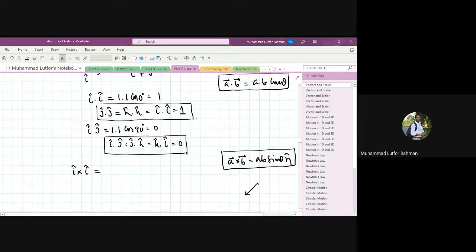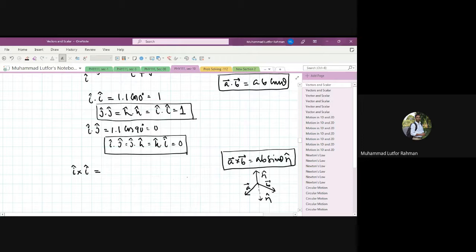B. Say this is your A and B vector in the XY plane. Then eta hat would be either in the upward direction, which would be perpendicular, or in the downward direction, which would also be perpendicular. But which direction it would be, you have to find out using the right hand rule. We'll talk about this.